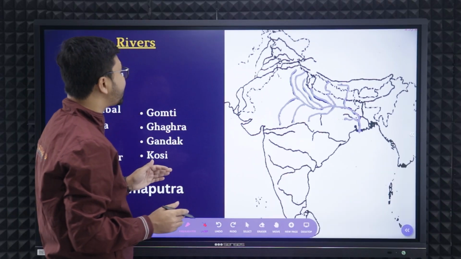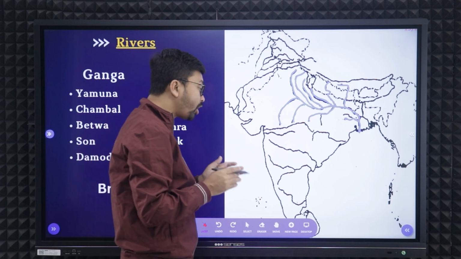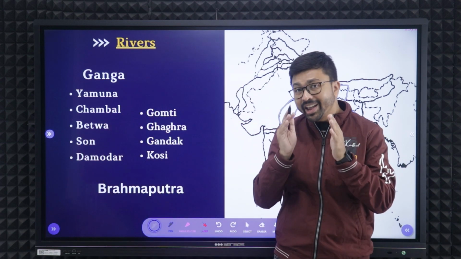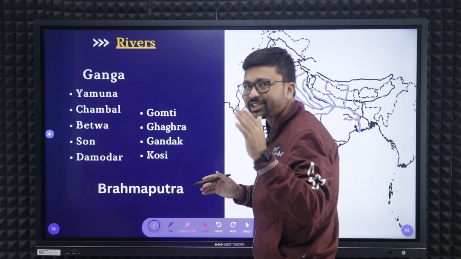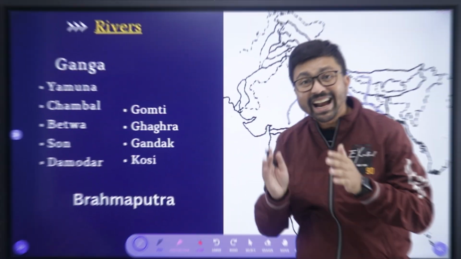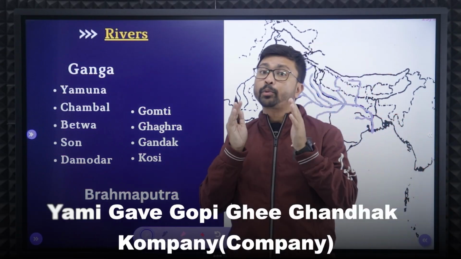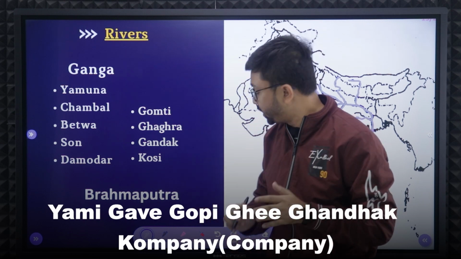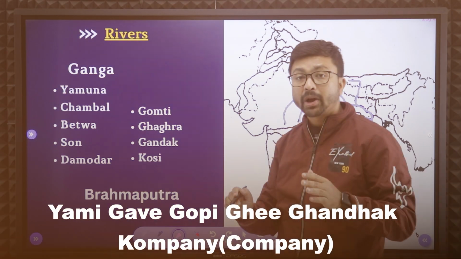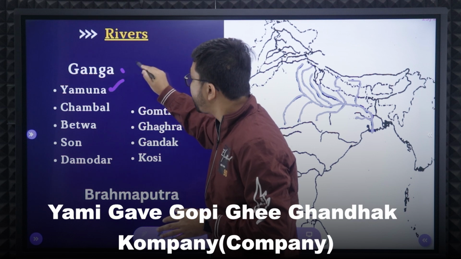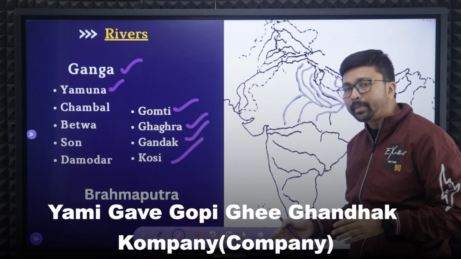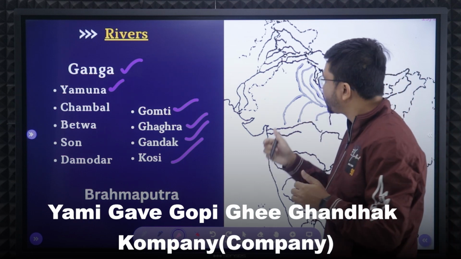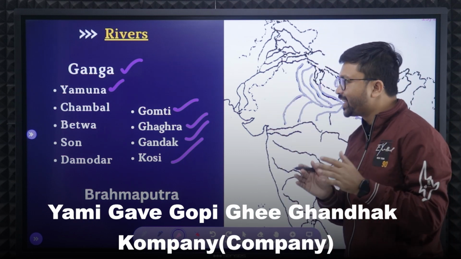So how to remember the sequence? Here also I have some easy tricks to remember. One easy sentence. The sentence is: Yami gave Gopi ghee Gandak company. Now how to remember those things? If you remember them as per the first initials, you can remember the sequence very easily.